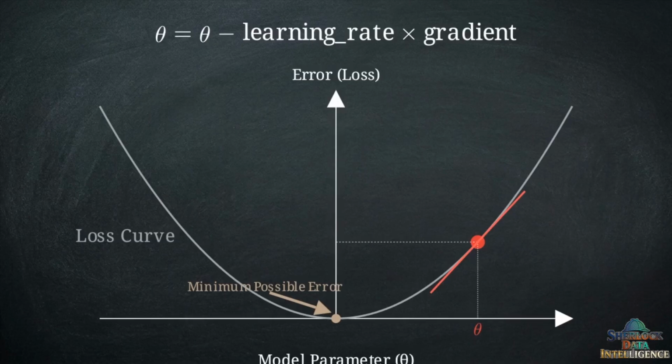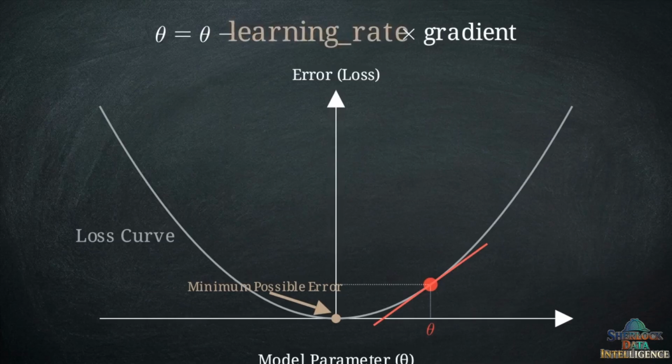Knowing the direction isn't enough. We also need to know how far to step. That is controlled by the learning rate, which acts as a multiplier that determines the size of our stride.